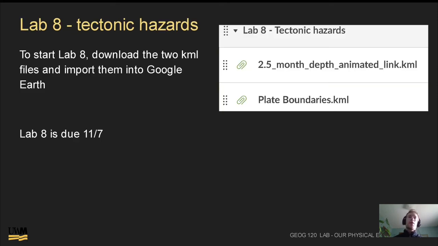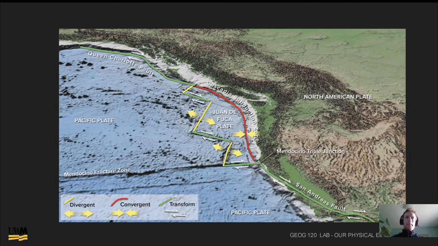So to actually do the lab, you should download the two KML files first and import them into Google Earth. One of them is the same as last lab, the plate boundaries KML file. So if you still have that, you can use it again. But this 2.5 month depth animated link is showing earthquakes from the USGS. So it's pretty interesting. It's recent and it's updated periodically. And disregard that due date.